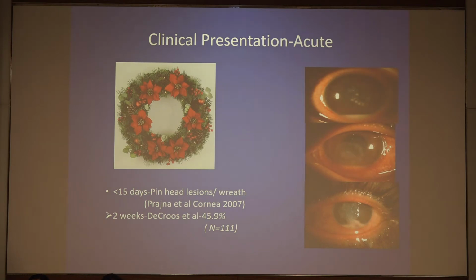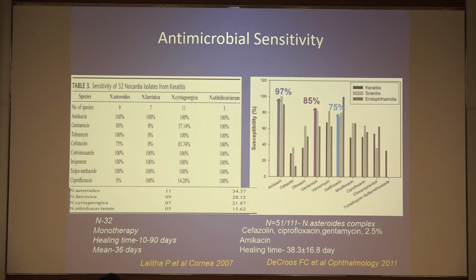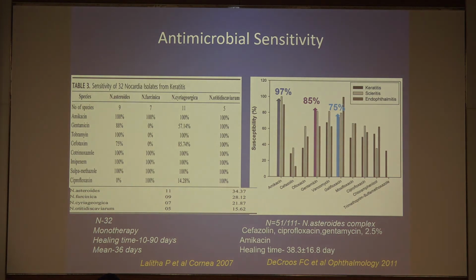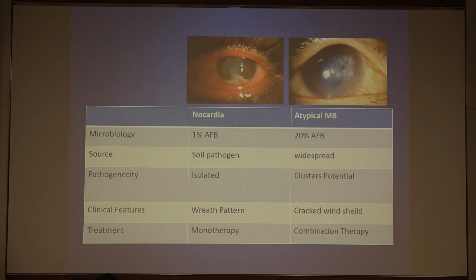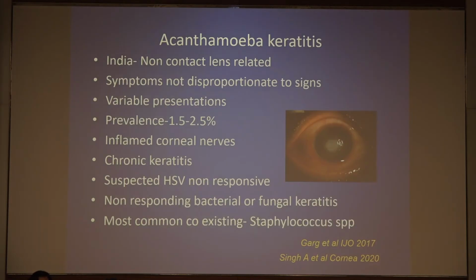So you have to identify the clinical presentation of this typical infection, which is classically described as wreath-shaped. This will help you identify it and tell the microbiologist. Trend analysis of this rare infection has also shown that it is relatively sensitive to amikacin. You also have to differentiate from the other acid-fast bacteria, the atypical mycobacteria, which are 20% acid-fast, have the potential to cause cluster infection, and respond only to combination therapy.